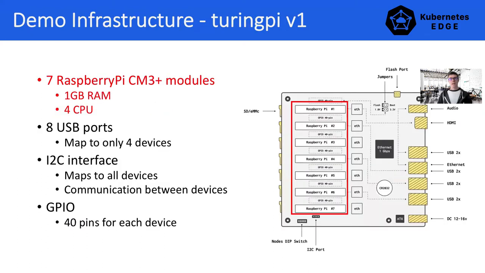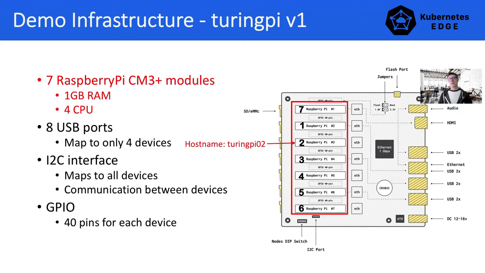I'm going to demonstrate the power of node feature discovery, but first I want to show my cluster architecture for the demo. This is a Turing Pi version 1 board. It has 7 Raspberry Pi compute modules. Each module is a Raspberry Pi CM3 Plus with 1 gig of RAM and 4 CPUs per device. On device node 7, I run the master and the remaining 6 devices are workers.